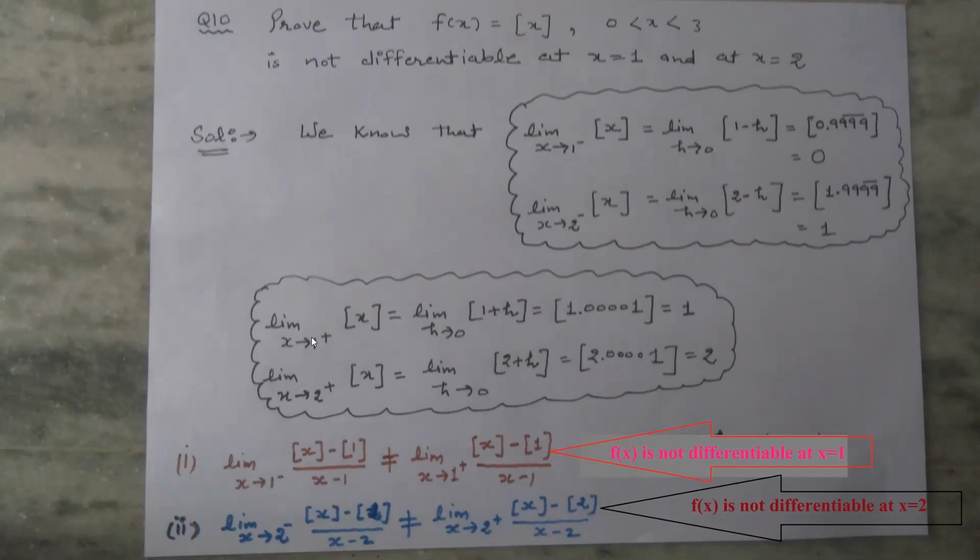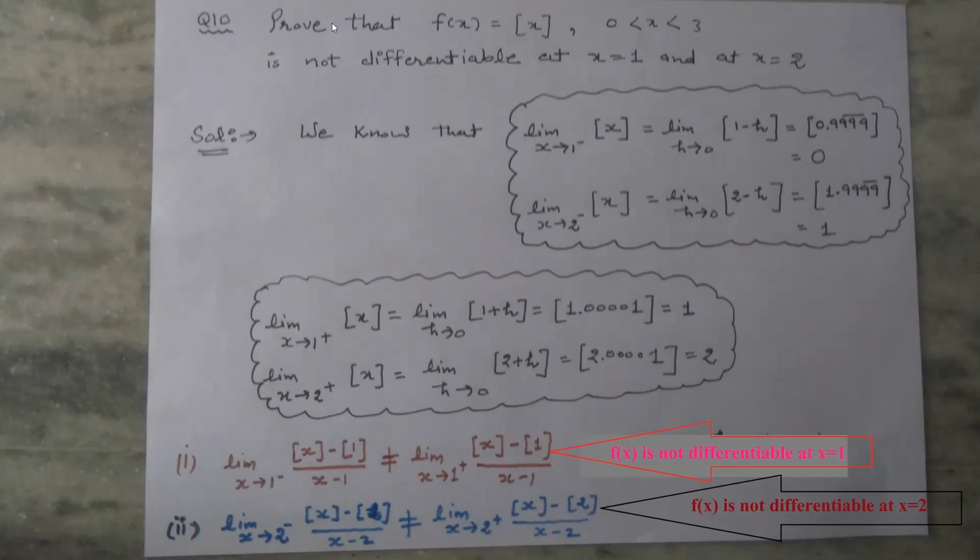But in case of the right-handed limit of the greatest integer function, this is 1 plus h. We put x equal to 1 plus h, so 1.00001. So outside this greatest integer function, the value is 1. And at x equal to 2, the greatest integer function of 2 plus h, meaning 2.0001, is equal to 2.